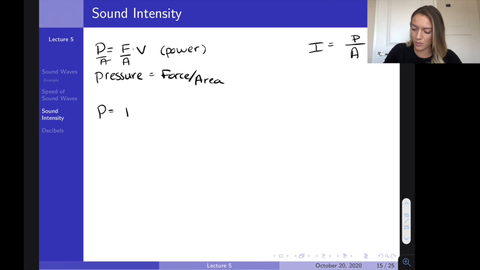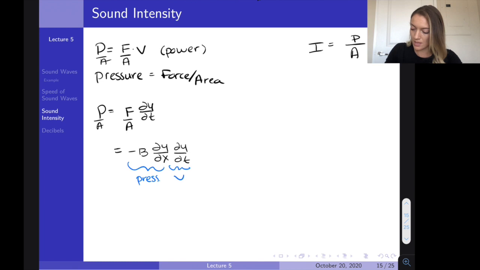So the power we said before is the force dotted into the velocity, and the velocity we know is dy/dt. And the force per unit area is the pressure, so we're going to divide each of these by A. The pressure we knew from a couple slides ago was negative B times dy/dx. So now we have our intensity, the power per unit area, equal to negative B times the partial of y with respect to x times the partial of y with respect to t, where this is the pressure and this is the velocity.